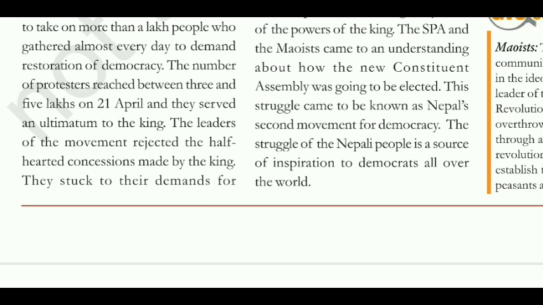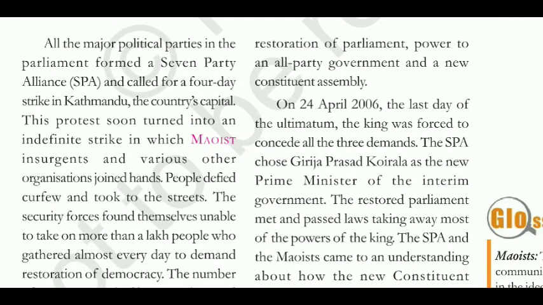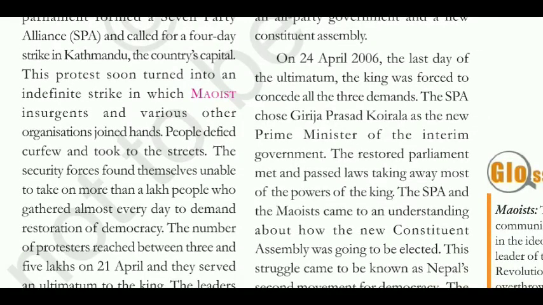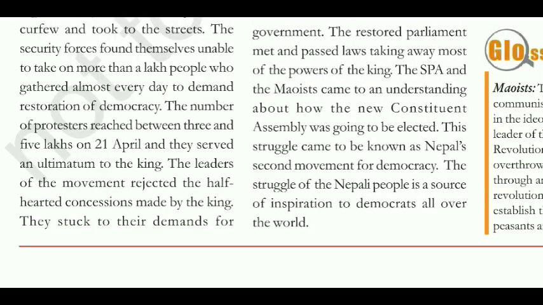The leaders of the movement rejected the half-hearted concessions made by the king. They stuck to their demands for restoration of parliament, power to an all-party government, and a new constituent assembly. On 24 April 2006, the last day of the ultimatum, the king was forced to concede all the three demands. The SPA chose Girija Prasad Koirala as the new prime minister of the interim government. The restored parliament met and passed laws taking away most of the powers of the king. The SPA and the Maoists came to an understanding about how the new constituent assembly was going to be elected. This struggle came to be known as Nepal's second movement for democracy.